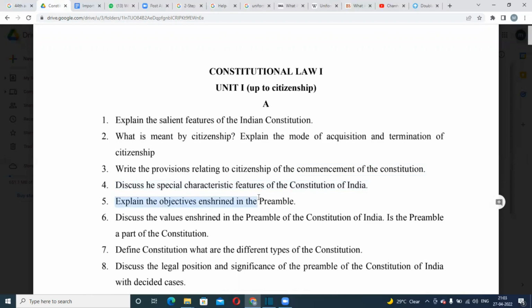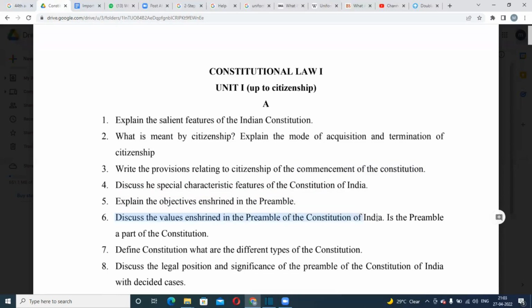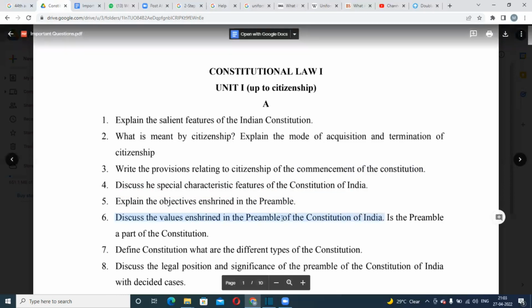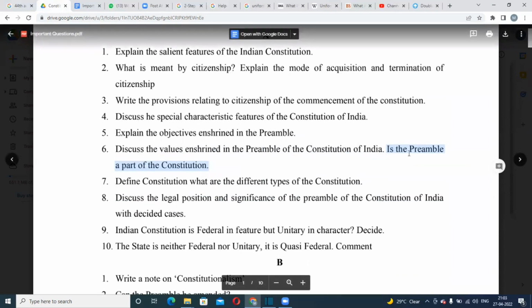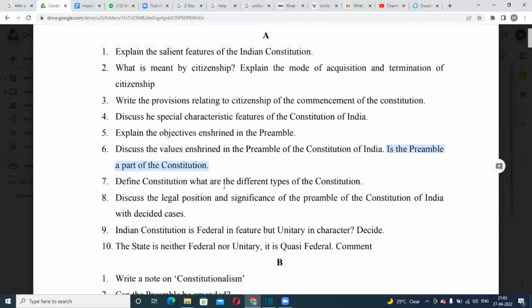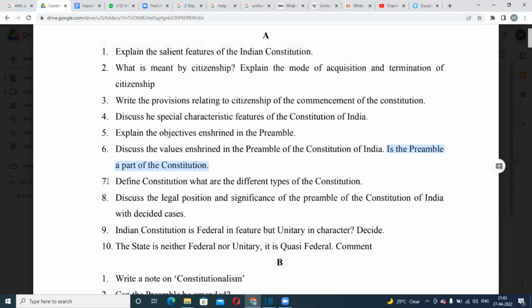Explain the objectives enshrined in preamble. Discuss the values enshrined in preamble of Constitution of India. First part of this question and question number 5 are a little bit similar, but it is having another part to it. Is the preamble a part of Constitution or not? There are 2 landmark cases relating to this as well, wherein it was discussed whether preamble is a part of Constitution of India or not.